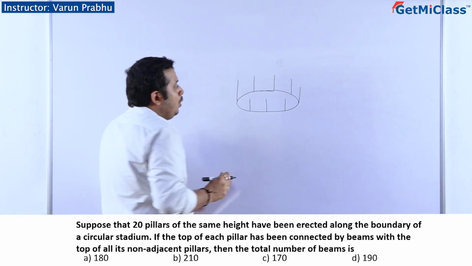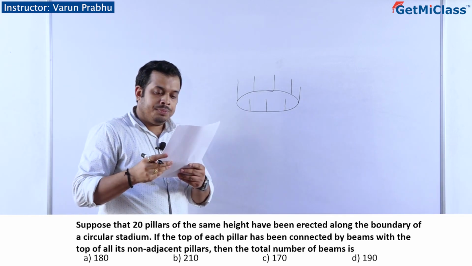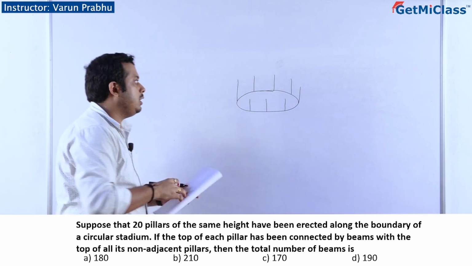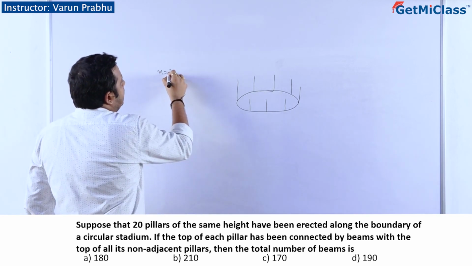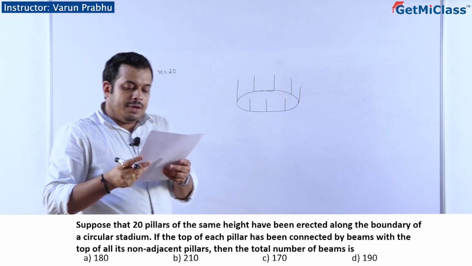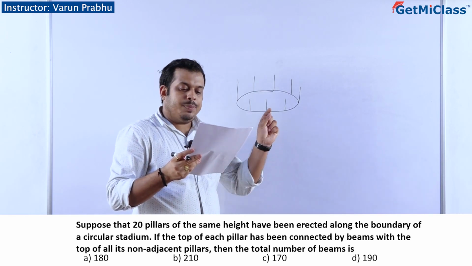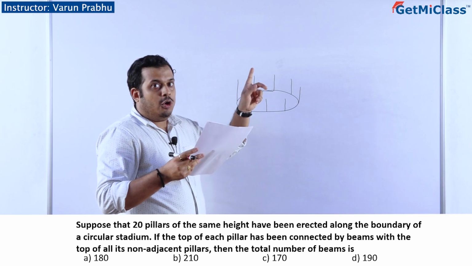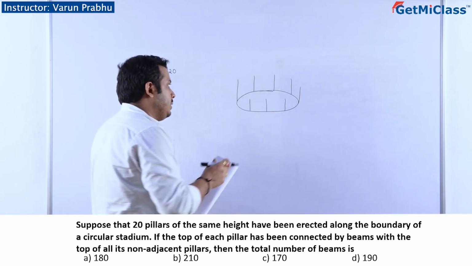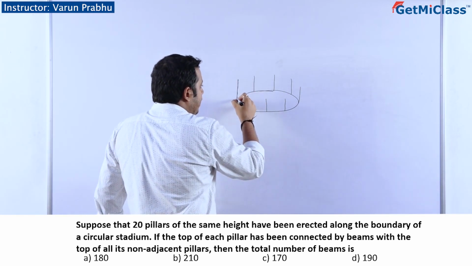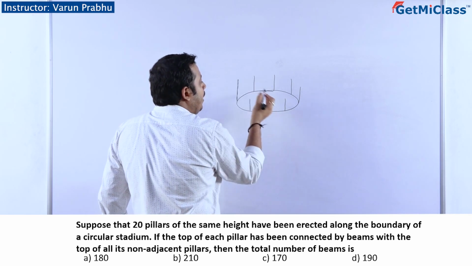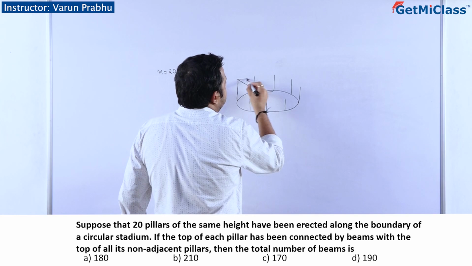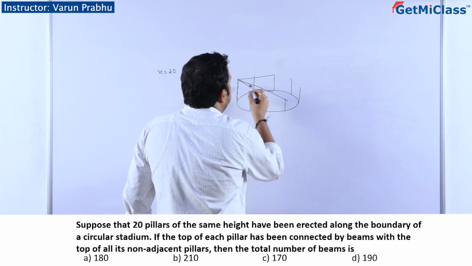Now what is told in the problem is, suppose there are 20 pillars of the same height that have been erected along the boundary of the circular stadium, which means the number of pillars n is equal to how much? 20. If the top of each pillar has been connected by beams with the top of all of its non-adjacent pillars, to this particular pillar, the adjacent pillars are this one and this one. Apart from that, it is being connected with beams to the non-adjacent pillars like this, to the non-adjacent pillars like this.